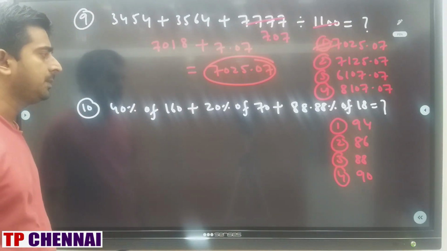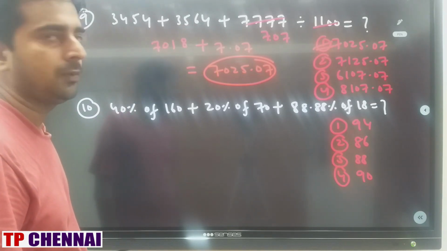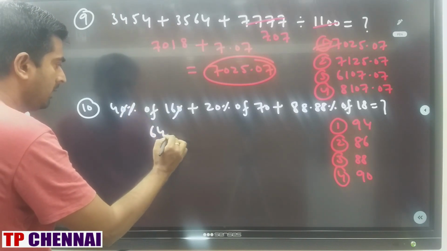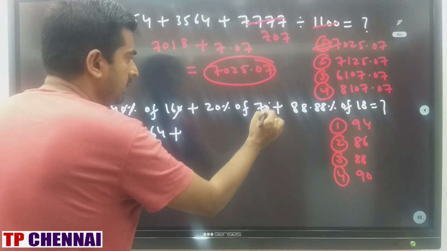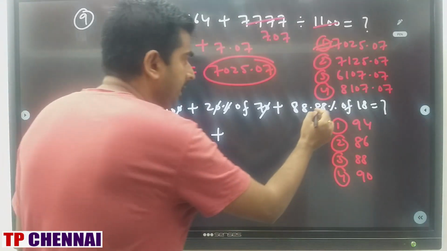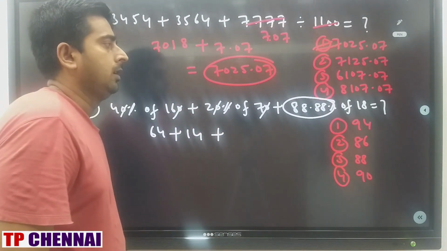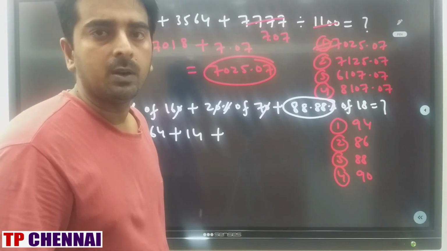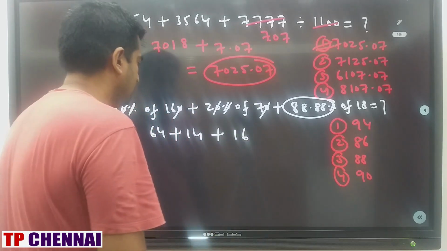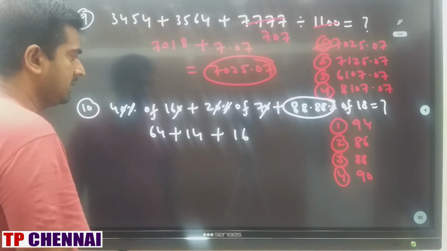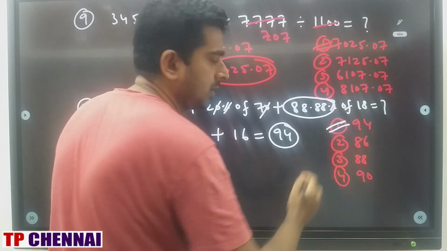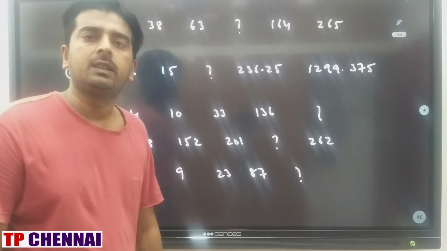40% of 160 plus 20% of 70 plus 88.88% of 18 is equal to question mark. 40% of 160 is 64, plus 20% of 70 is 14, plus 88.88%. What is the fraction value? 11.11 is nothing but 1 by 9, so this is 8 by 9. 8 by 9 of 18. What is the answer? 16. 16 plus 14 is 30, plus 64. What is the answer? 94, which is the first option. So I hope you are clear with the 10 simplification questions.